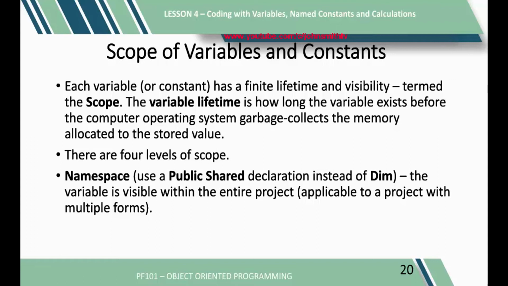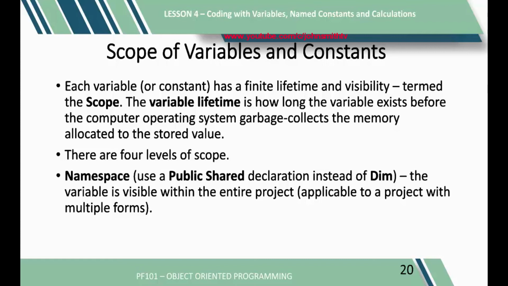A variable and constants might be visible, scope, or present in the project in only one form or one procedure. Each variable or constant has a finite lifetime and visibility, termed the scope. The variable lifetime is how long the variable exists before the computer operating system garbage collects the memory allocated to the stored value. There are 4 levels of scope.